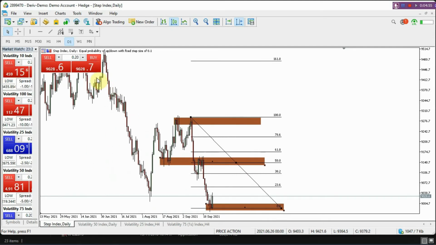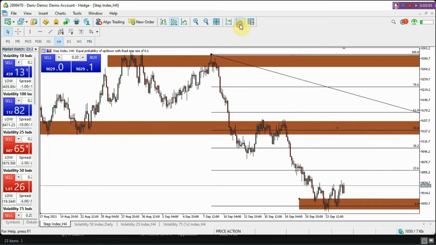coupled with market trend, which is a downtrend. So we have the trend in our favor. We have an area of value, which is this previous resistance. Then looking at this previous double top, price coming here and pushing down to the downside.